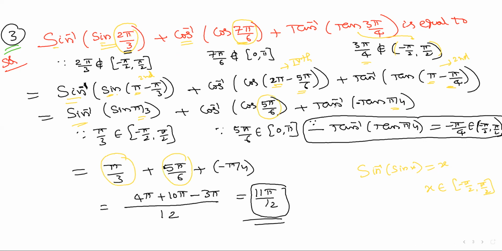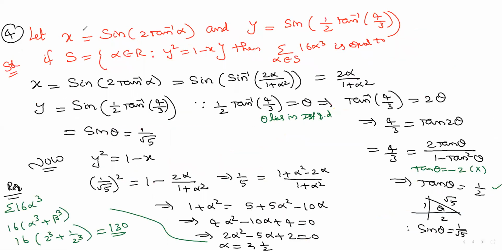Okay, here tan inverse of minus x. We have the formula: tan inverse of minus x equals minus tan inverse of x. So minus tan inverse of tan pi by 4. Here pi by 4 belongs to the open interval minus pi by 2 to plus pi by 2, so it will become minus pi by 4. Write this in place as minus pi by 4. So pi by 3 plus 5 pi by 6 minus pi by 4. After taking the LCM, we get 11 pi by 12. 11 pi by 12.